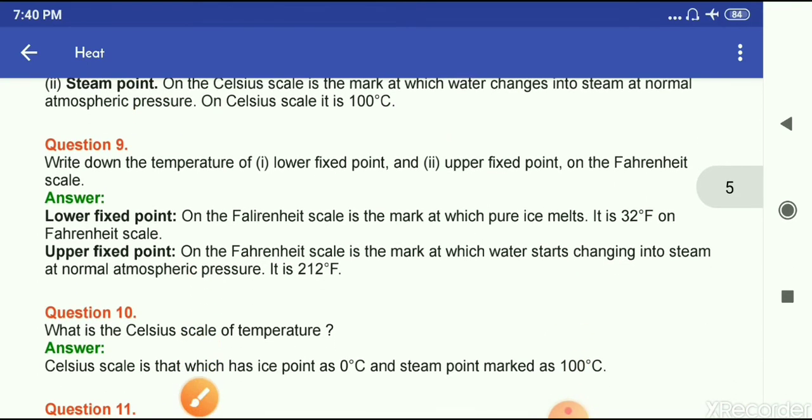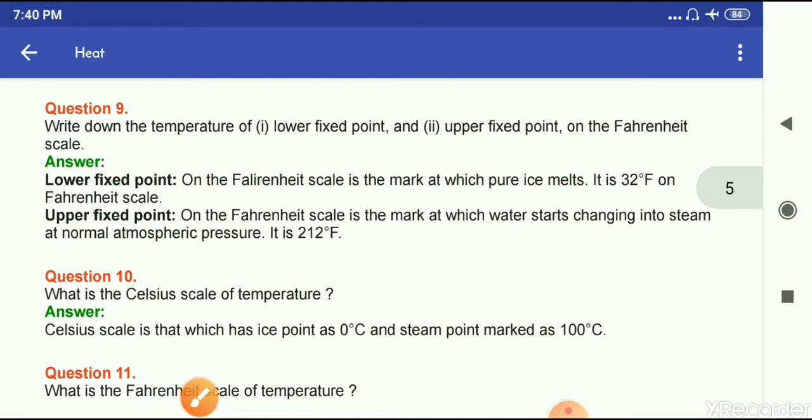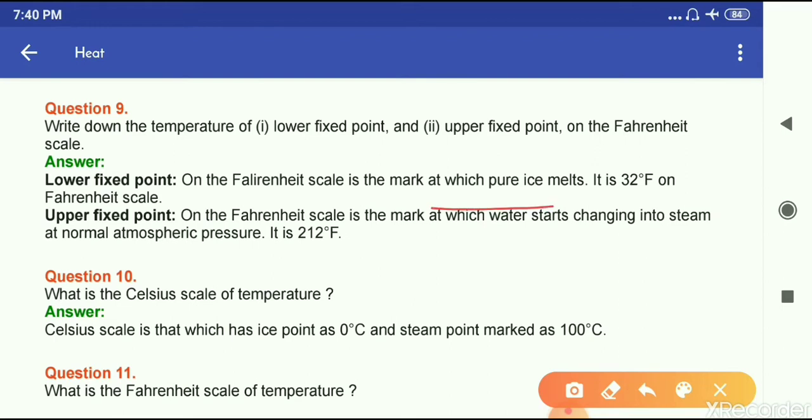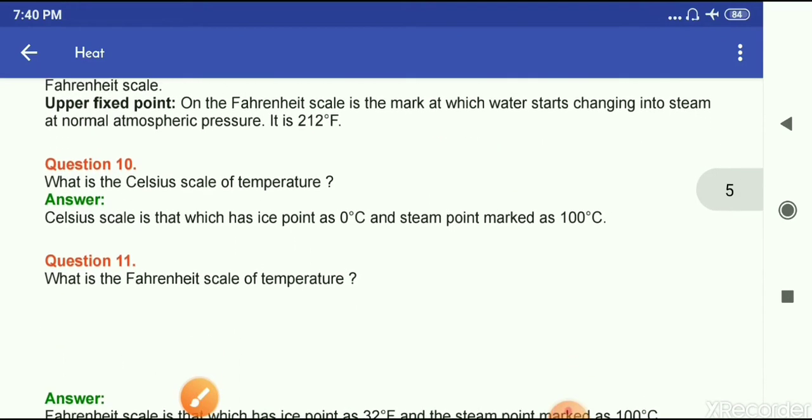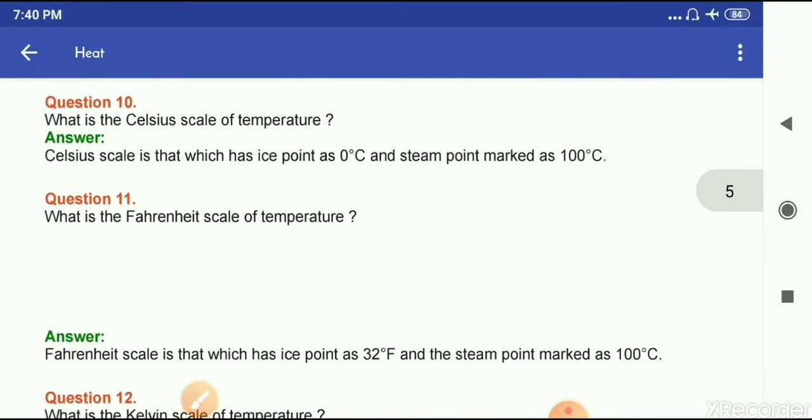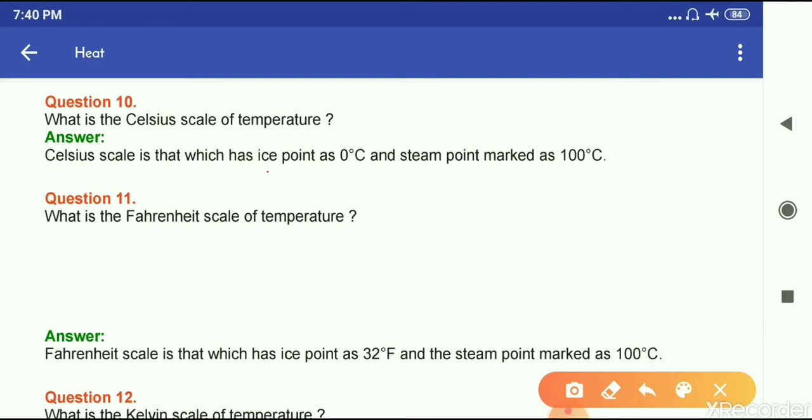Question number 9. Write down the temperature of lower fixed point and upper fixed point on the Fahrenheit scale. So lower fixed point on the Fahrenheit scale is the mark at which pure ice melts, and it is 32 degree Fahrenheit, and the upper fixed point is 212 degree Fahrenheit. Question number 10. What is the Celsius scale of temperature? The Celsius scale is that which has ice point at 0 degree Celsius and steam point marked as 100 degree Celsius.